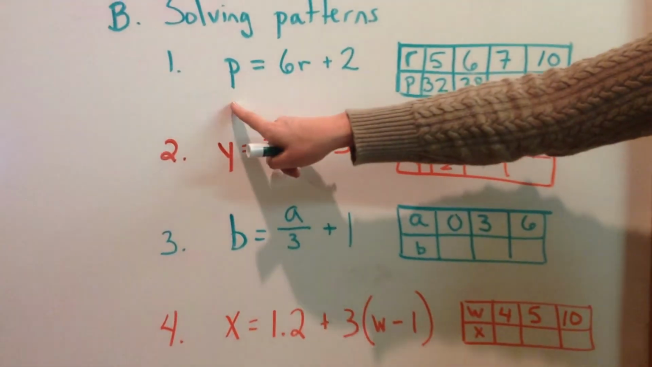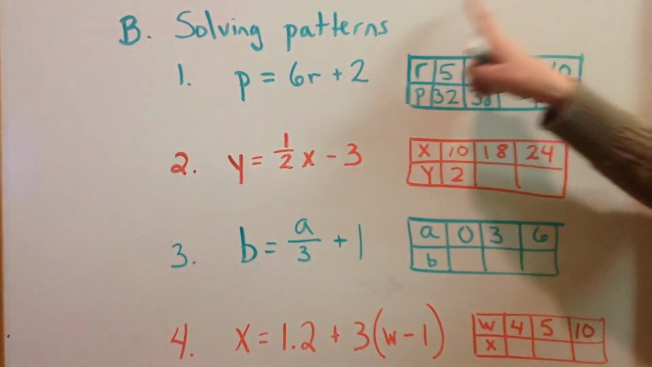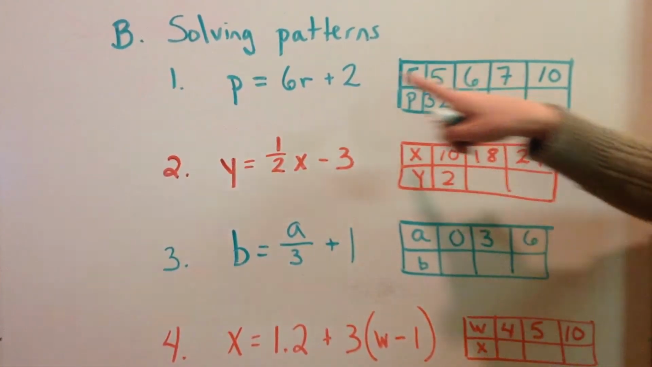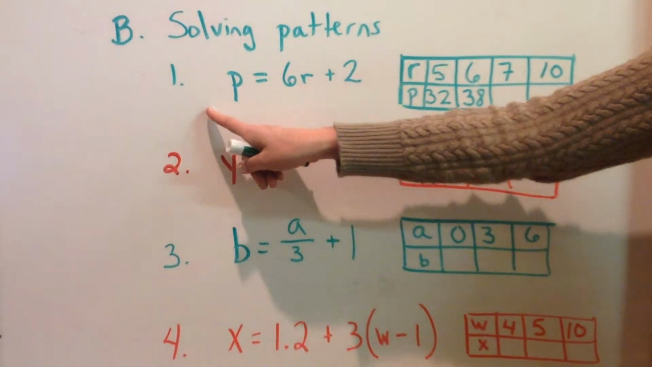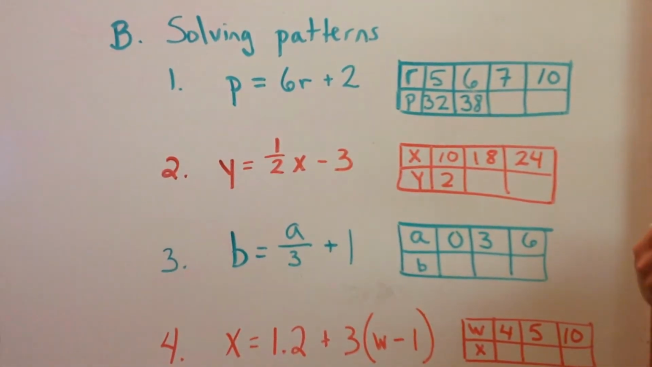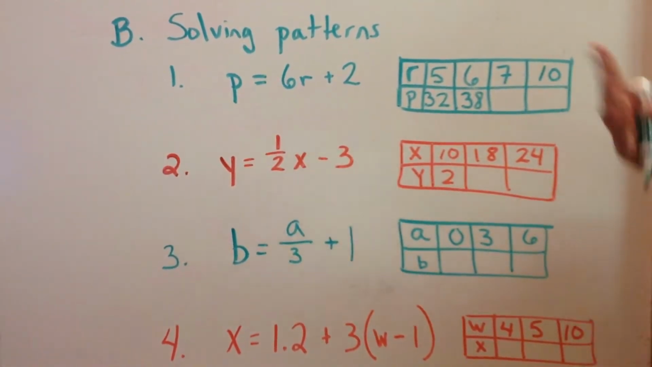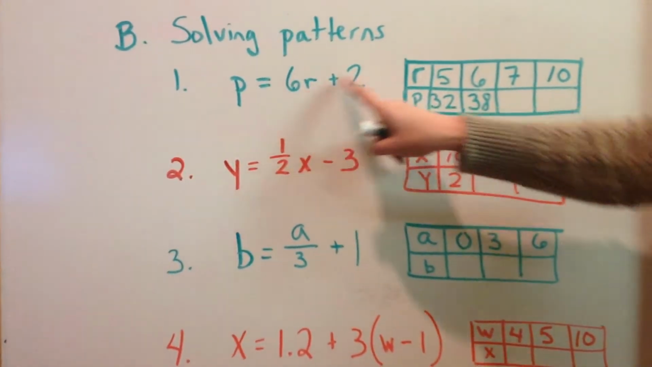So my math problem says P equals 6 times R plus 2. And in my chart, they give me a bunch of different numbers for what R equals. Teachers love these because it looks like I just assigned you one problem, but you actually have to do it 4 times. So I look awesome that I only give you one problem, but it's really 4. Ha ha ha.